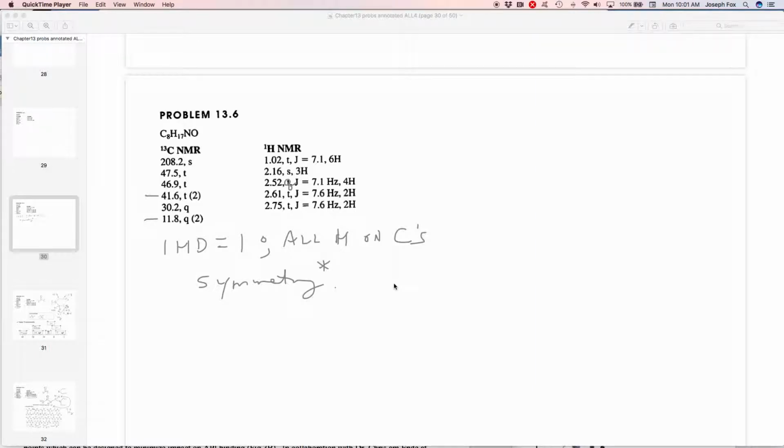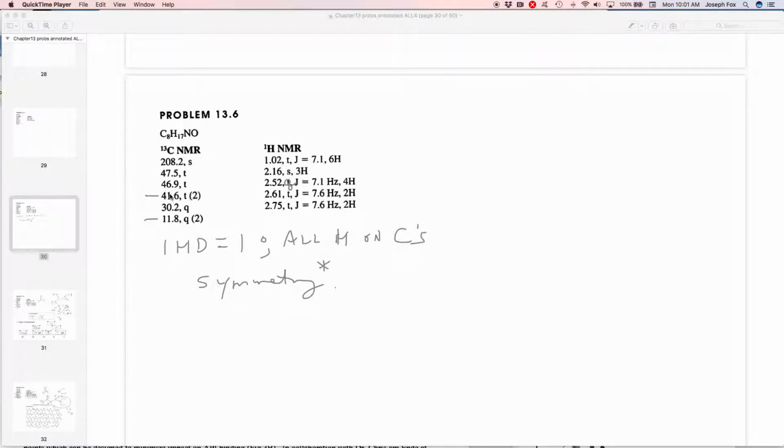Okay, working now on problem 13.6, C8H17NO. So we do our IHD analysis and we see that we have 1 unit of unsaturation for this compound, and all of the hydrogens are on carbon atoms. We'll also note that we have symmetry in this compound.